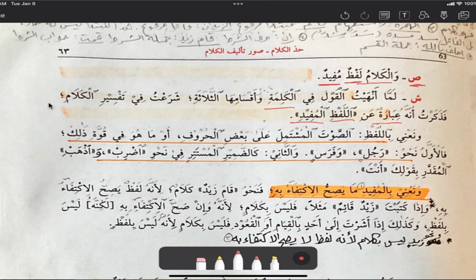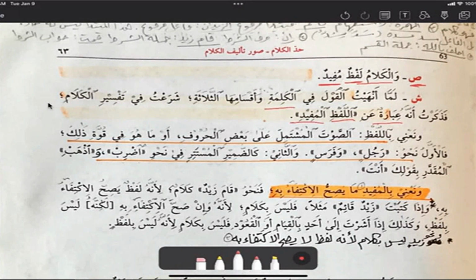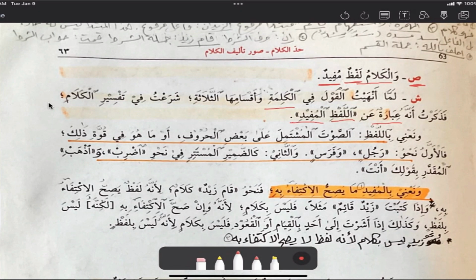And what we mean by lafz, pronunciation or utterance, is the sound that is comprised of some letters, from some articulating spots in the mouth, or what is of that strength. What has the strength of that?